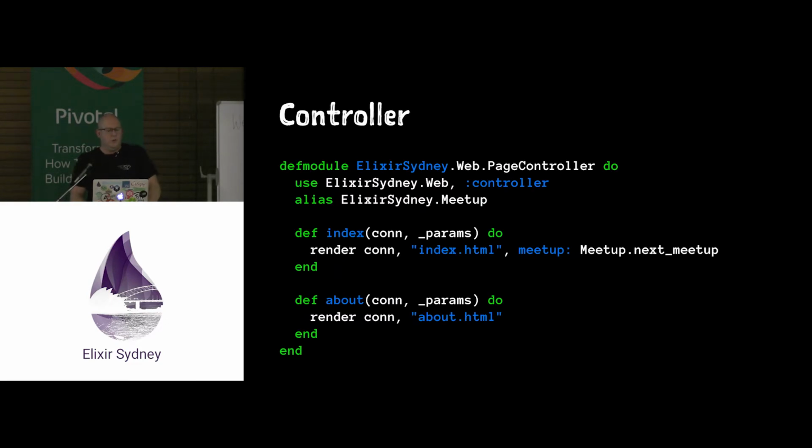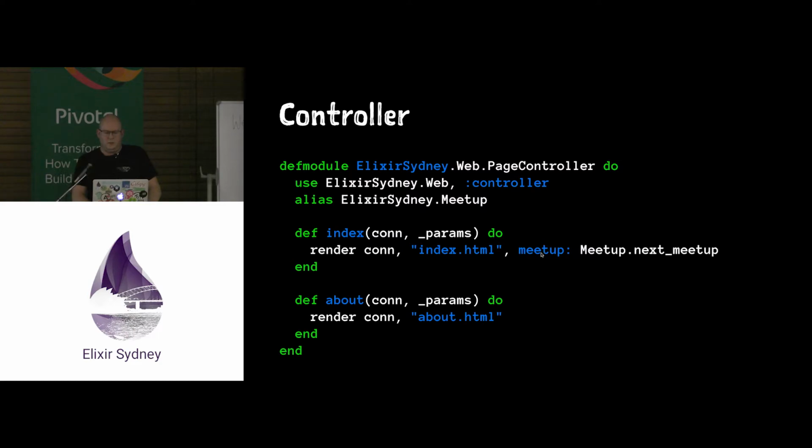Here's the controller. It's basically the page controller. Again, we're using the web module, and we're grabbing the controller piece out of that, which is again another function that has macros in it, to basically do some aliasing and importing, just to give you the stuff that you need, so there isn't much code in there. And this is it. An action is the same as in Rails, it's just a function, but it's also a plug. And we're rendering conn and just telling it which HTML template to go and pick up. So the only magic there is it adds .eex on the end, which is basically Elixir's version of ERB.